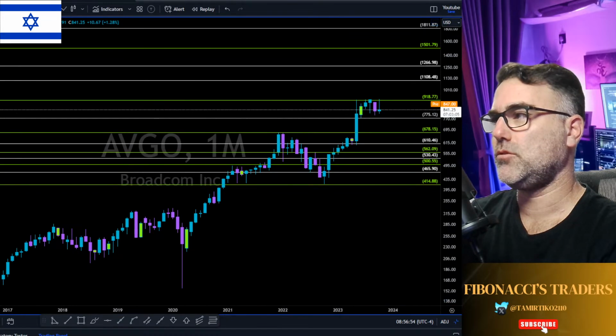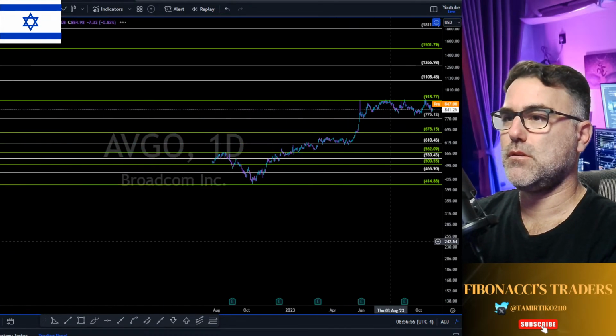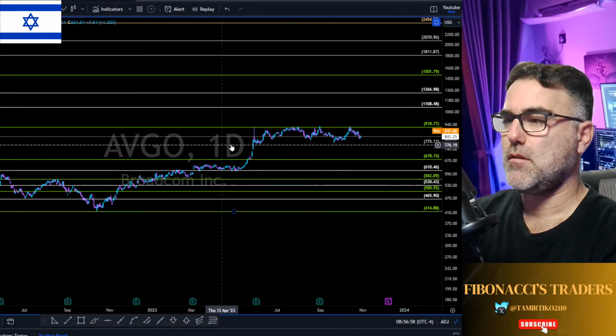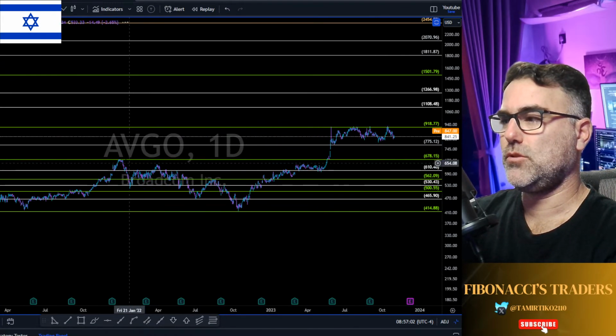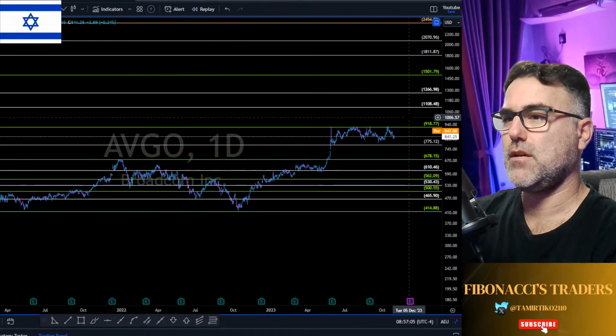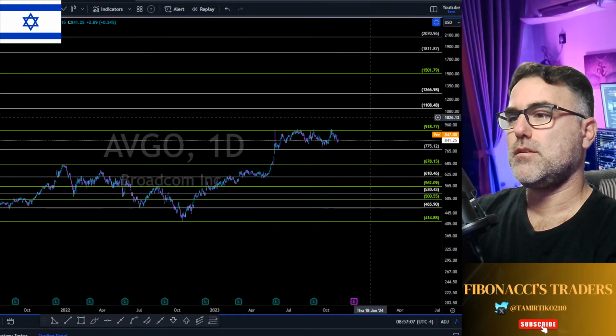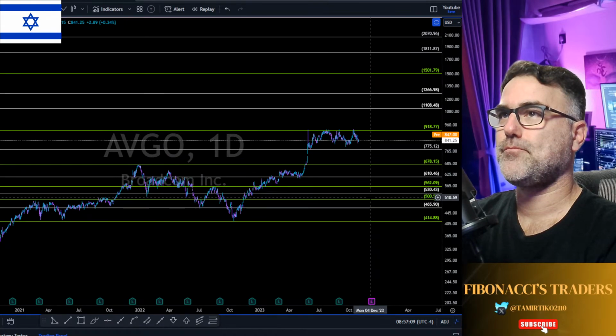But look, now go to the daily. What else do you need? Look how price moves between the extensions. These are the extensions. We drew the Fibonacci on this trend. It gives us the extensions, support and resistance.